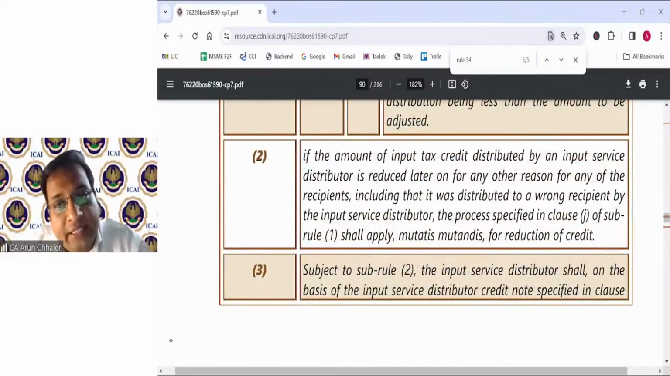If the amount of the ITC distributed by an input service distributor is reduced later, or for any other reason, for any of the recipients, including that it was distributed to a wrong recipient by the ISD, the process specified in clause J will apply. The same process will apply for the reduction of the credit.